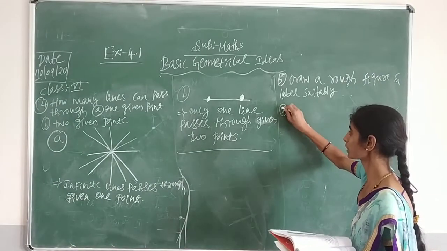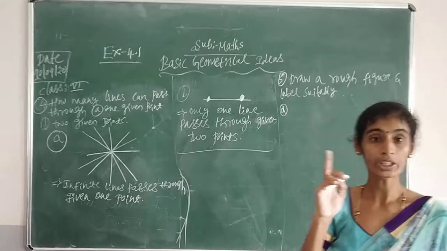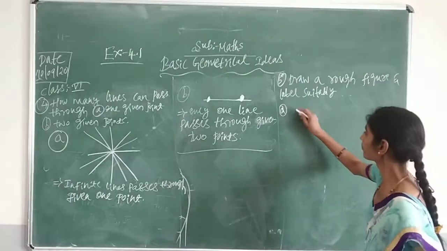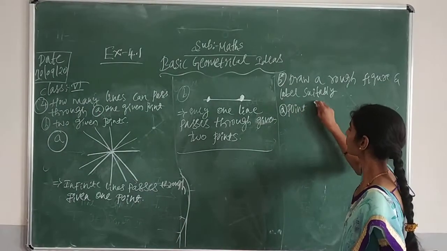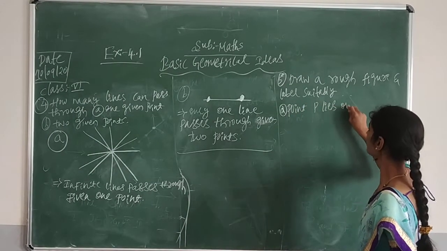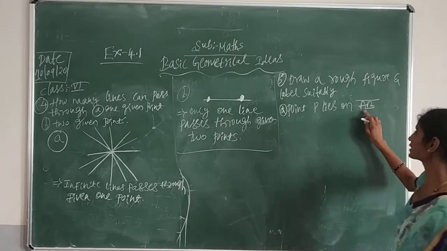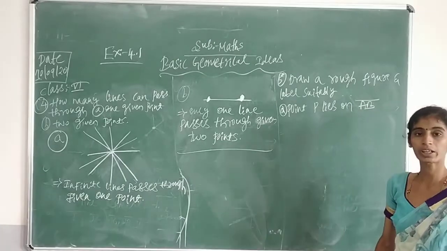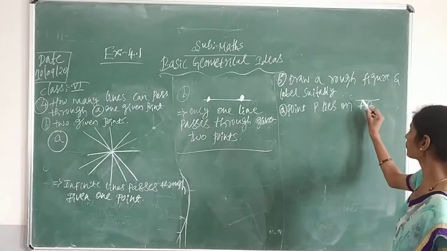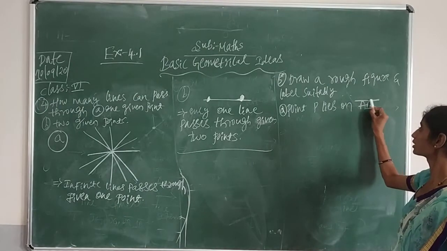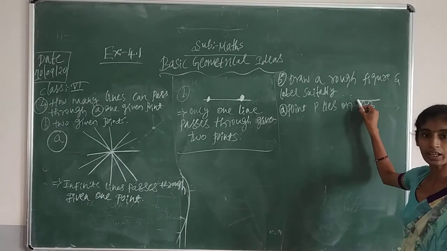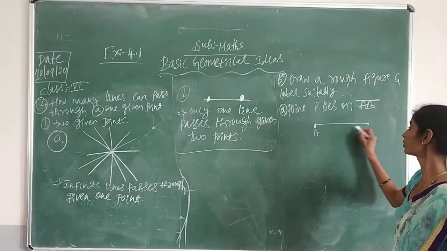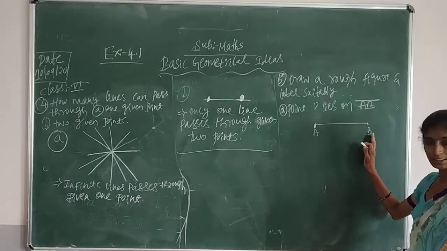So in that A question, what is that A question? Point P lies on AB. So what is this, children? Whether it is a line or line segment or a ray, how we are going to identify? Yes, you should identify by the symbol of line segment. Then you have to make a point at each end and write AB is one line segment.